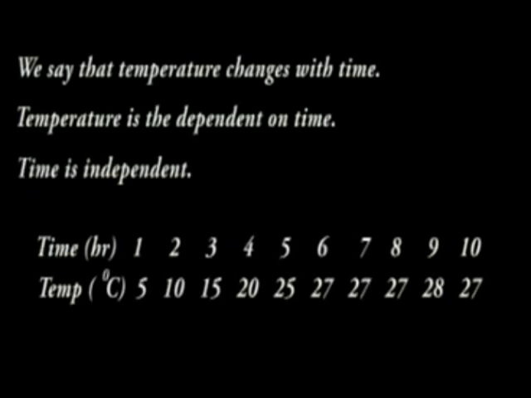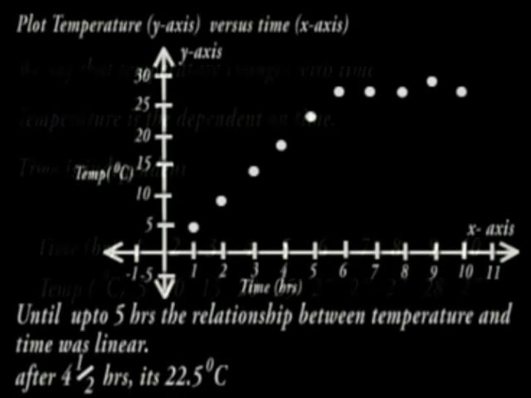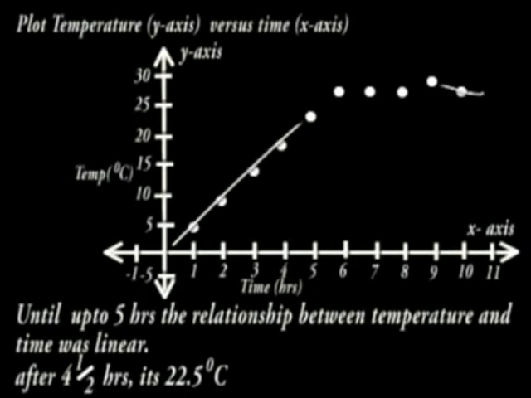Now you plot the graph of temperature on the y-axis versus time on the x-axis. Now you will get the following graph. Now up to 5 hours, the relationship between temperature and time was linear. In this region, it is possible to determine the temperature at any time. Say after 4.5 hours, it will be 22.5 degrees.